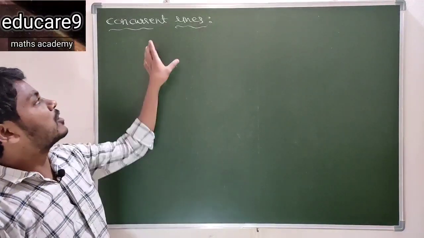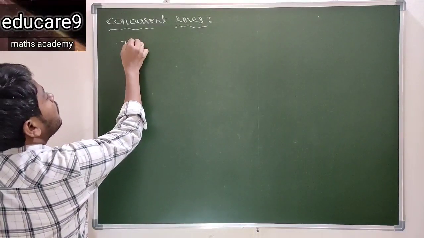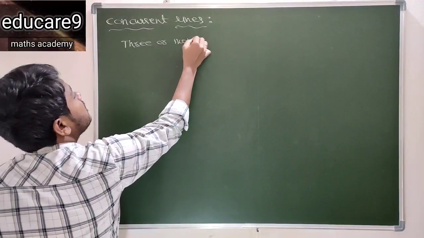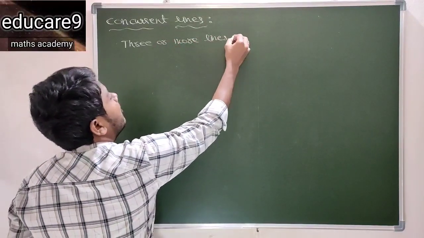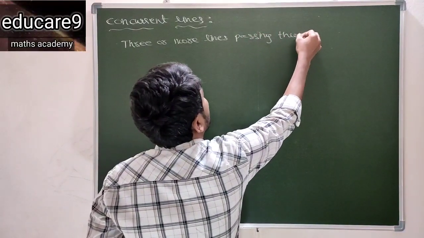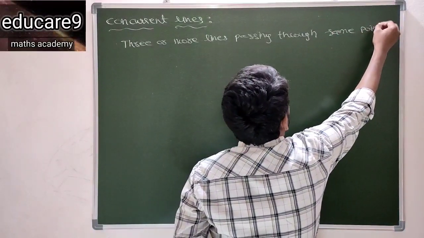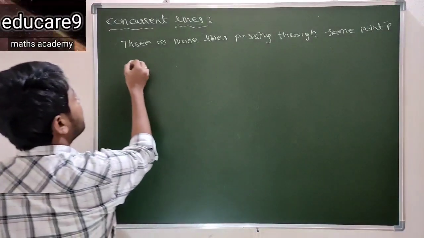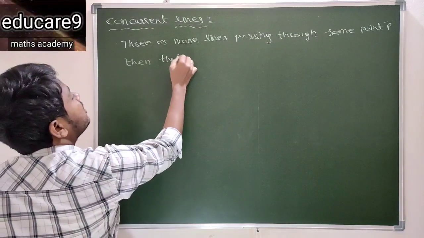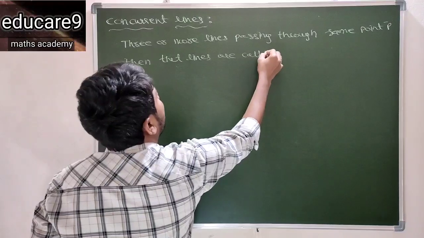See here, next concept: concurrent lines. Concurrent lines means three or more lines passing through the same point P. Then the lines are called concurrent lines.